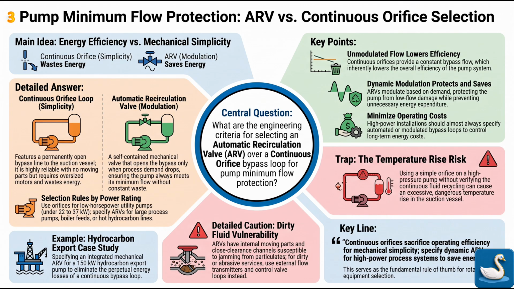Yeah. What is the primary engineering advantage of this continuous loop? Supreme reliability. There are no moving parts to fail, stick, or jam. It is mechanically simple and very cost-effective to install upfront. And the drawback? The critical drawback is that it continuously diverts flow away from the main refinery process.